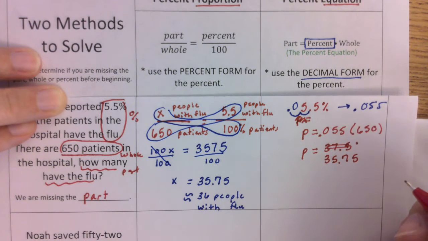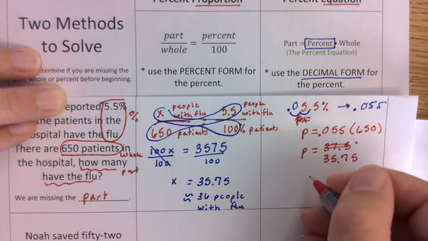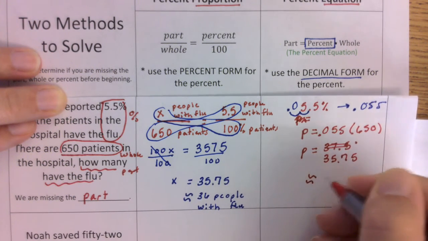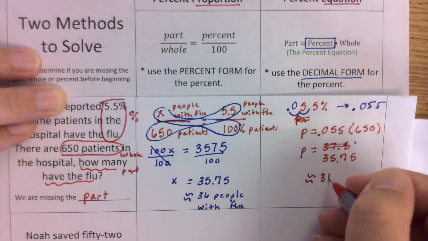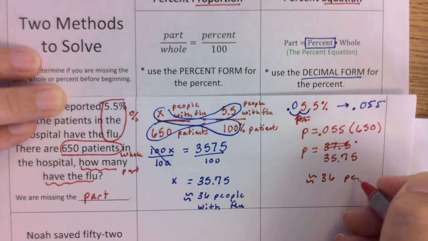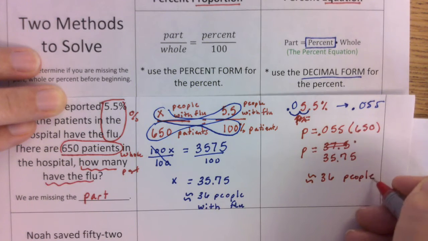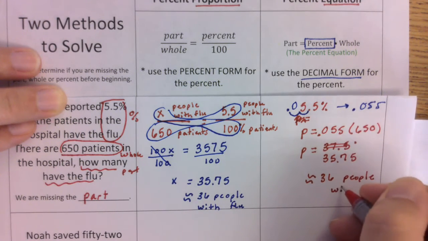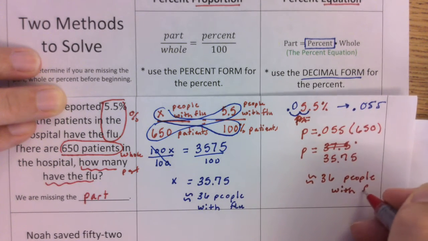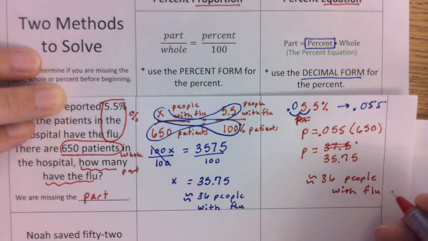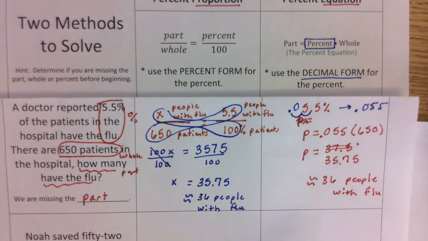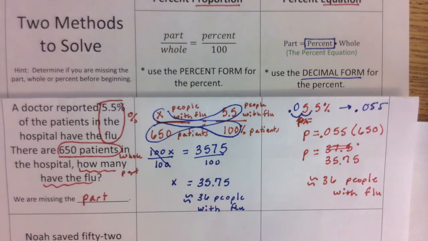35.75, which we know would round to 36 because you don't have 0.75 of a person. So we'd say about 36 people in the hospital have the flu. All right. Please go pause this video, rewatch it if I confuse you somewhere. Make sure you have all these notes. Make sure that you ask questions if you're stuck. And then we'll go on to the last one.